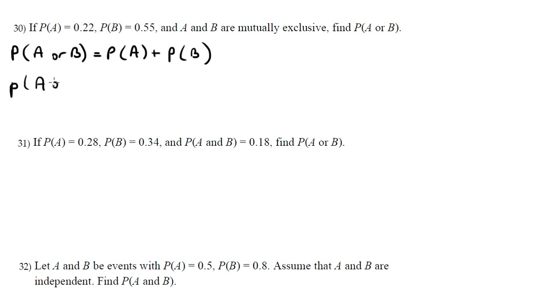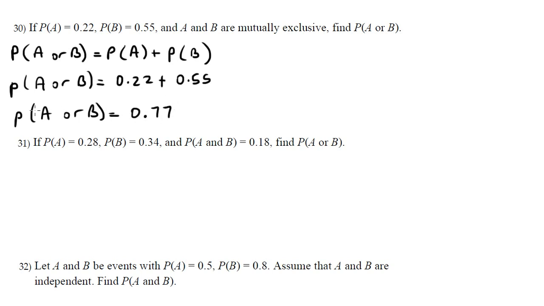So the probability of A or B, I just add the individual probabilities. 22 hundredths plus 55 hundredths. So the probability of A or B is going to be 77 hundredths. And that's our answer for number 30. Just using the formula, right?